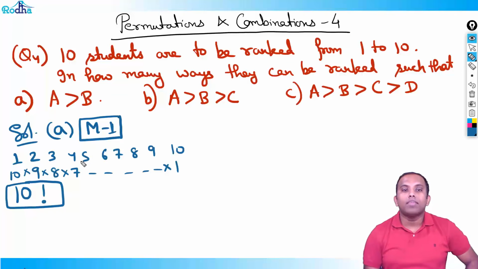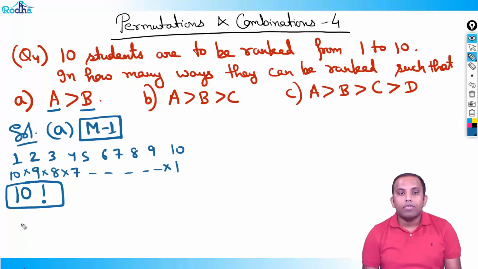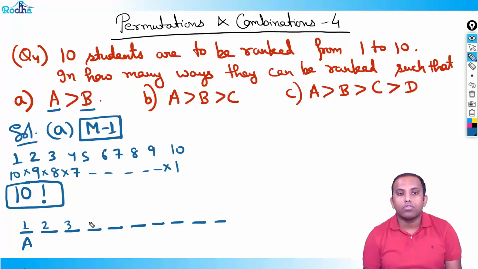Now, in how many cases will A be greater than B? That means A is ranked above B, right? Very important point. A is ranked above B. See, if I'm ranking all these people, there are 10 places: 1, 2, 3, 4, 5, 6, 7, 8, 9, 10. Suppose A is at rank 1 and B is at some other rank.